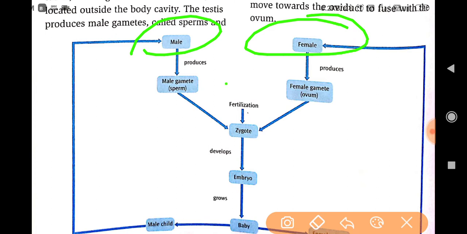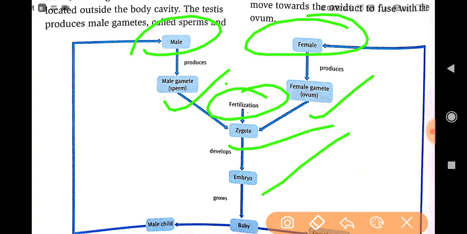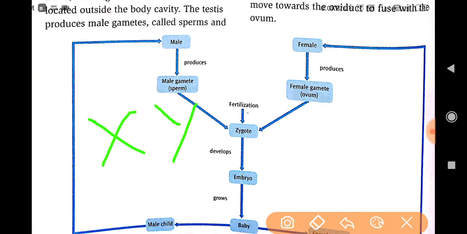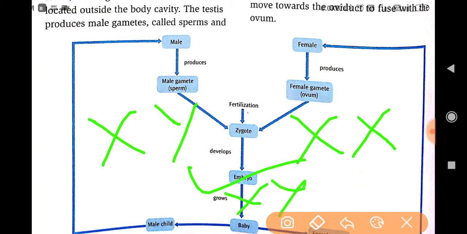The male organism produces the male gamete, sperm, and the female gamete is produced by the female. Fertilization occurs, and this is the zygote, and it develops into an embryo, and it grows into a baby. It may be a male child or a female child. You already know that the male gamete carries X and Y chromosomes, and the female gamete carries XX chromosomes. When the Y chromosome meets the X chromosome, a boy will result, and when two X chromosomes meet, a girl will be born.